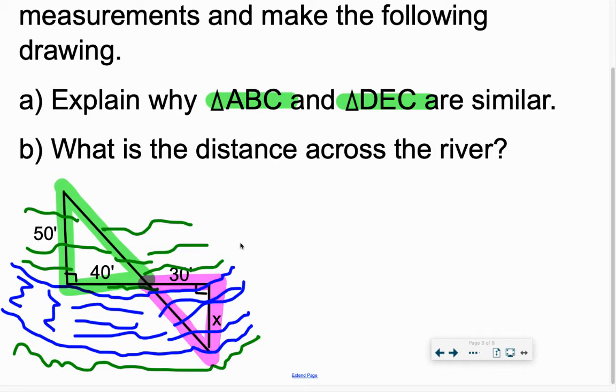Notice again, in order for them to be similar, the definition says all corresponding angles are congruent. We only need to prove that two of them are congruent, in which case then we know that all three would be, and thus they are similar. Looking at it right away, you can see right here we have a 90 degrees and a 90 degrees, so that is one of our angles.